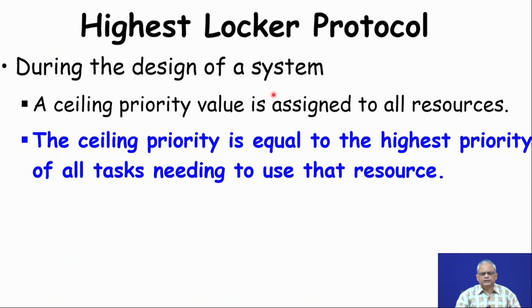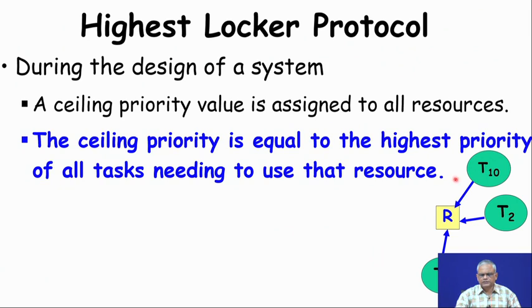In the highest locker protocol, there is also a priority inheritance scheme, but it is slightly different. Here, for each resource that is under use by a task, a ceiling priority value is assigned. The ceiling value is computed as the highest priority task that can use that resource. So, let me repeat that the main idea in the highest locker protocol is that a priority value is assigned to a resource. It is called the ceiling value for that resource, which equals the highest priority task that may ever use that resource. Now, let us look at an example.